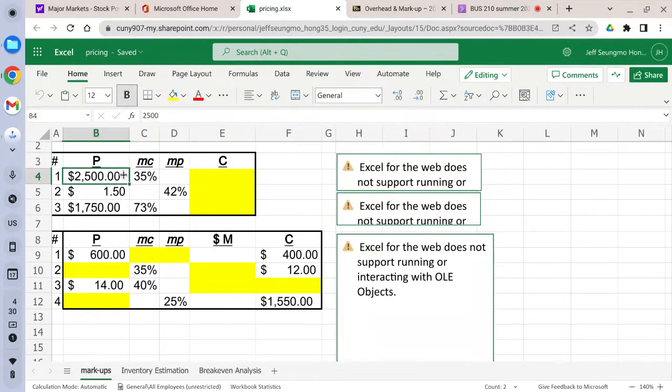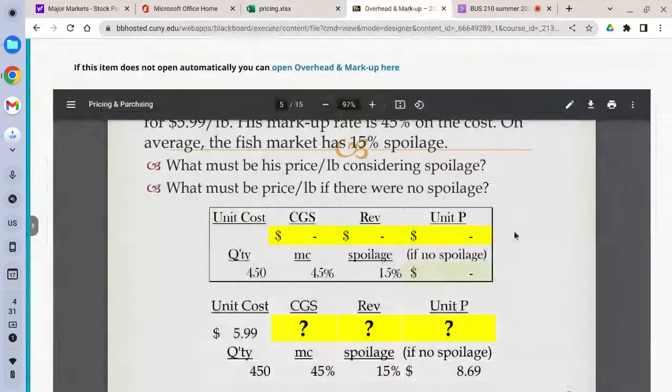First, let's take a look at this example. The price of the good is $2,500, and its markup rate based on cost is 35%, right? And what should be the cost? Remember, okay, here.